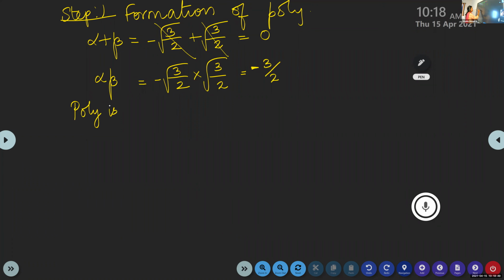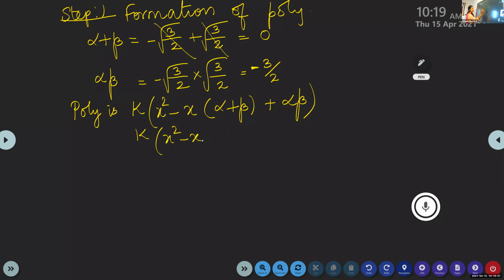The polynomial is k into x square minus x into sum plus product, that is alpha plus beta, plus alpha beta. So it is k into x square minus x into alpha plus beta, which is 0, plus minus 3 by 2. So that is k into x square minus 0x, positive into negative is negative 3 by 2.